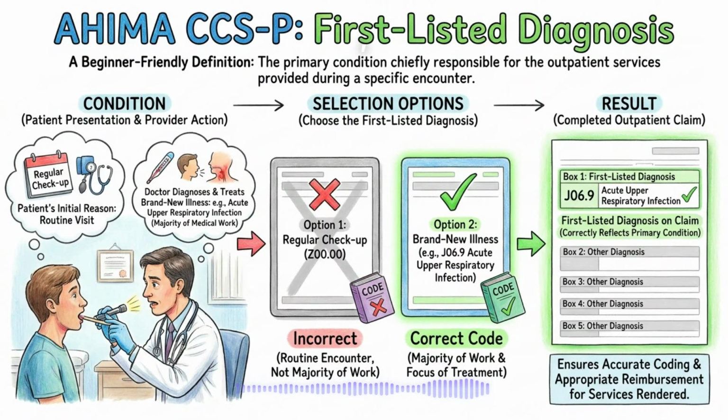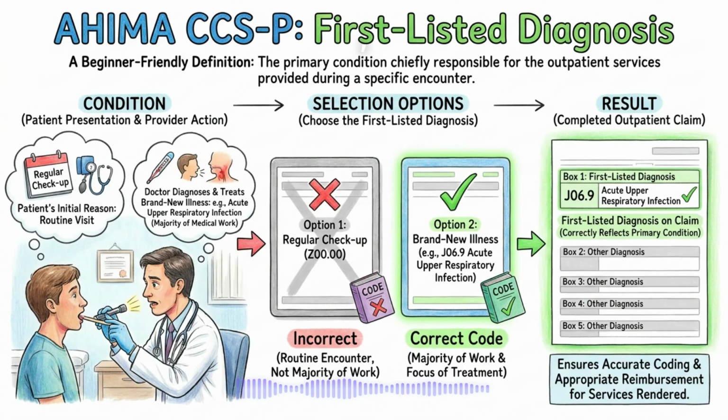Selecting the first listed diagnosis is one of the most critical steps in preparing an outpatient claim. The first listed diagnosis must be the primary condition that is chiefly responsible for the outpatient services provided during that specific encounter. If a patient comes in for a regular checkup but the doctor ends up diagnosing and treating a brand new illness during the visit, the new illness becomes the first listed diagnosis because it required the majority of the medical work.